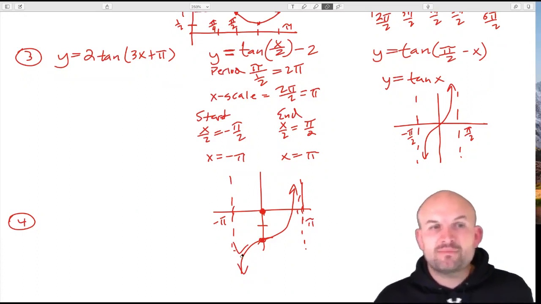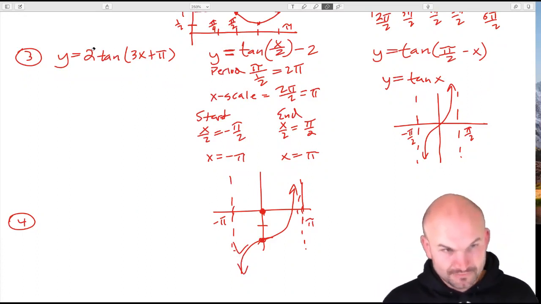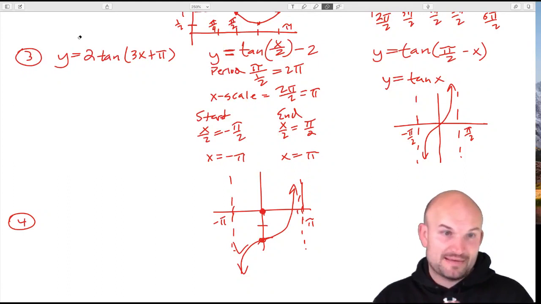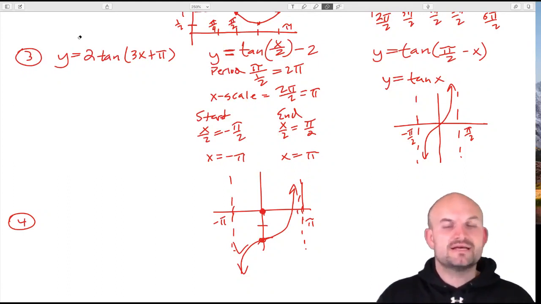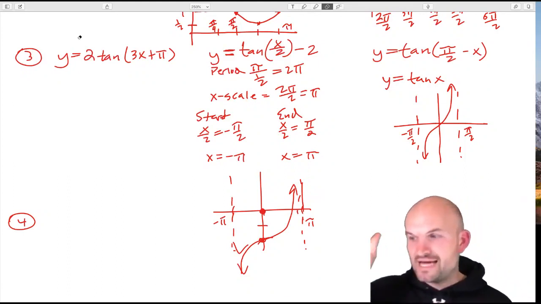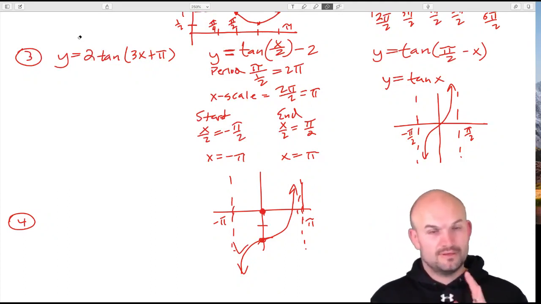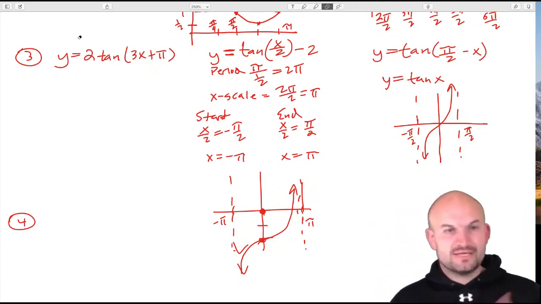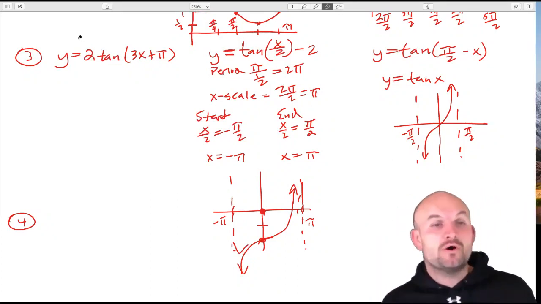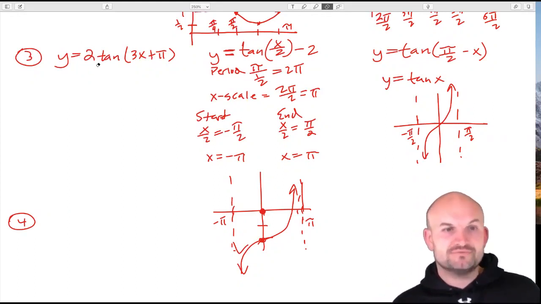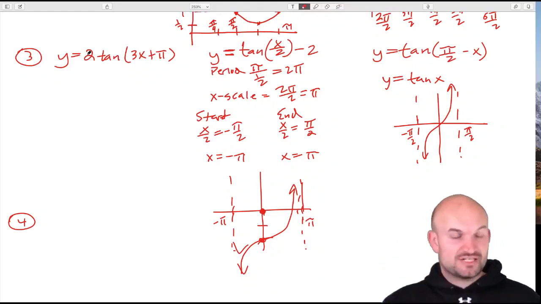The important thing to remember from tangent, at least some common mistakes here, is that tangent doesn't have an amplitude. There is no max and min, right? This is infinitely rising, rising without bounds, up and down. So therefore, as far as the tangent goes, this 2 is just going to be a vertical stretch. So it's actually not going to be impacting the graph at all.